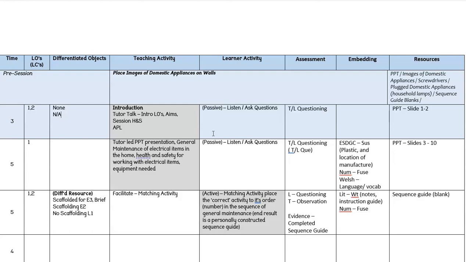So it's going to be the introduction, the learning objectives, the aim and or aims, session health and safety if that's applicable. Now in this case we've got things like screwdrivers, so we're going to talk about that. This is where your risk analysis for the room comes in. APL, and I think it's perfectly okay to use shorthand on your own session plans. APL is assess prior learning. So find out if people already know this.